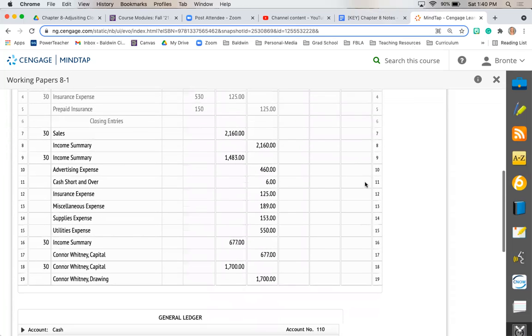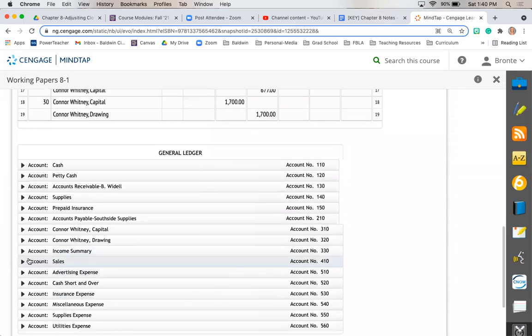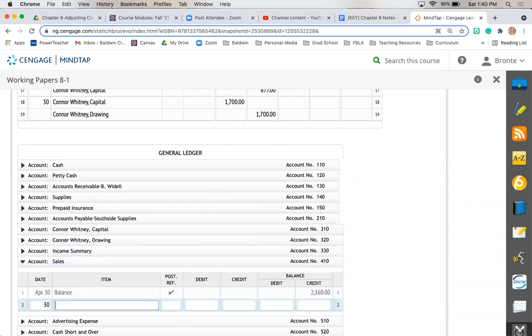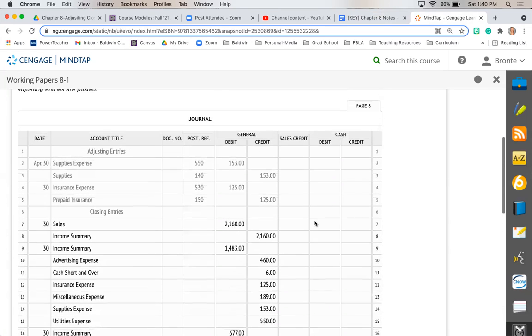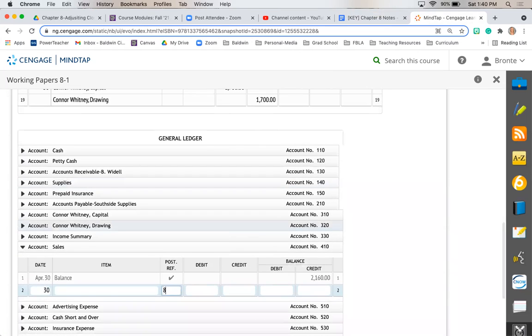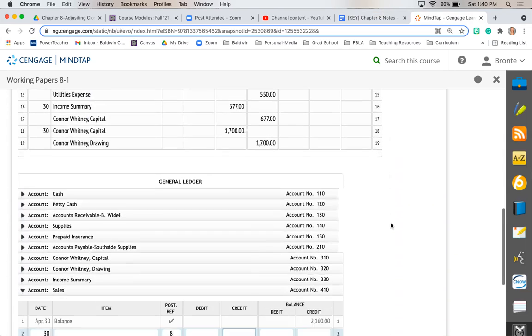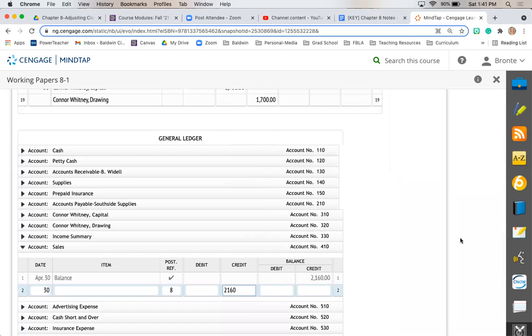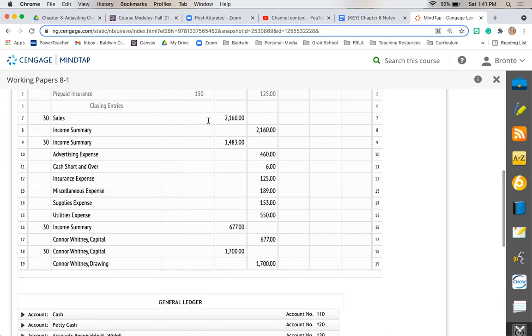Last step, we just need to go through and post all of these accounts. So sales, 30th, journal page 8. Our credit amount, 2,160. Sorry, that's a debit, 2,160. We're doing exactly what happened. That's going to zero out our balance, account number 410.